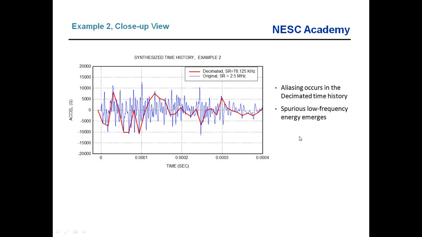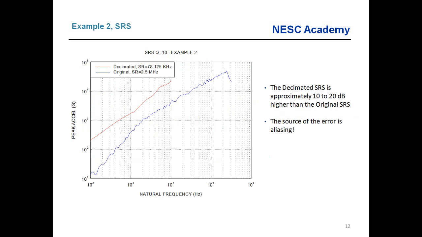So that's what we have to watch out for, and let's see what happens when we take a shock response spectrum of each curve. So we have a plot here, SRS, Q is equal to 10. The y-axis is peak acceleration in g. The x-axis is natural frequency in hertz. The blue curve is the one which meets the specification.